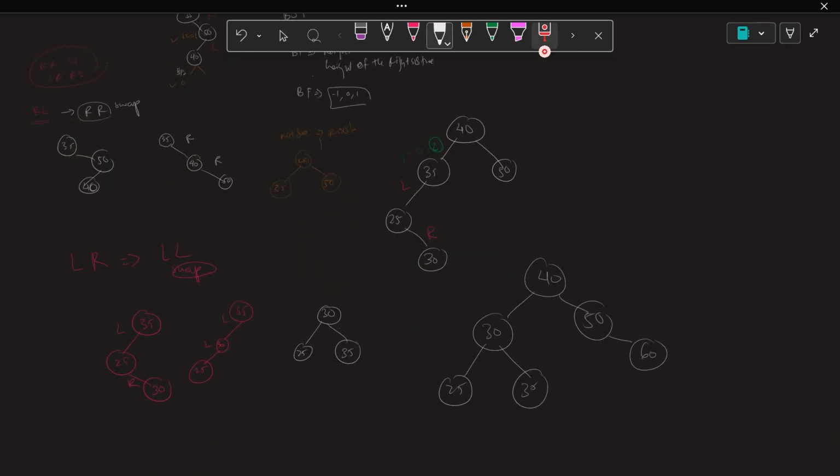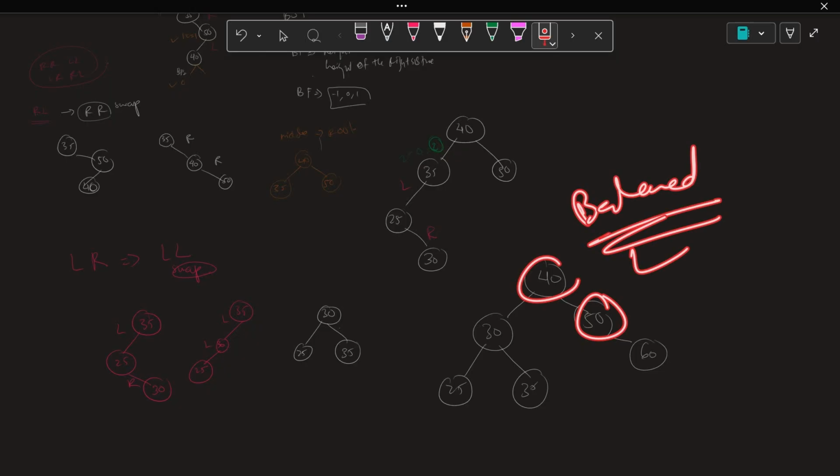Now let's go ahead and check the balance factor again. Here you don't have anything, so that's a 0, that's a 0. Here you have 2, you have 1, you have 1, you're good. You have 2 over here, but you have 3 over here. So at the top you're good as well. So this tree is balanced. Everything is good.